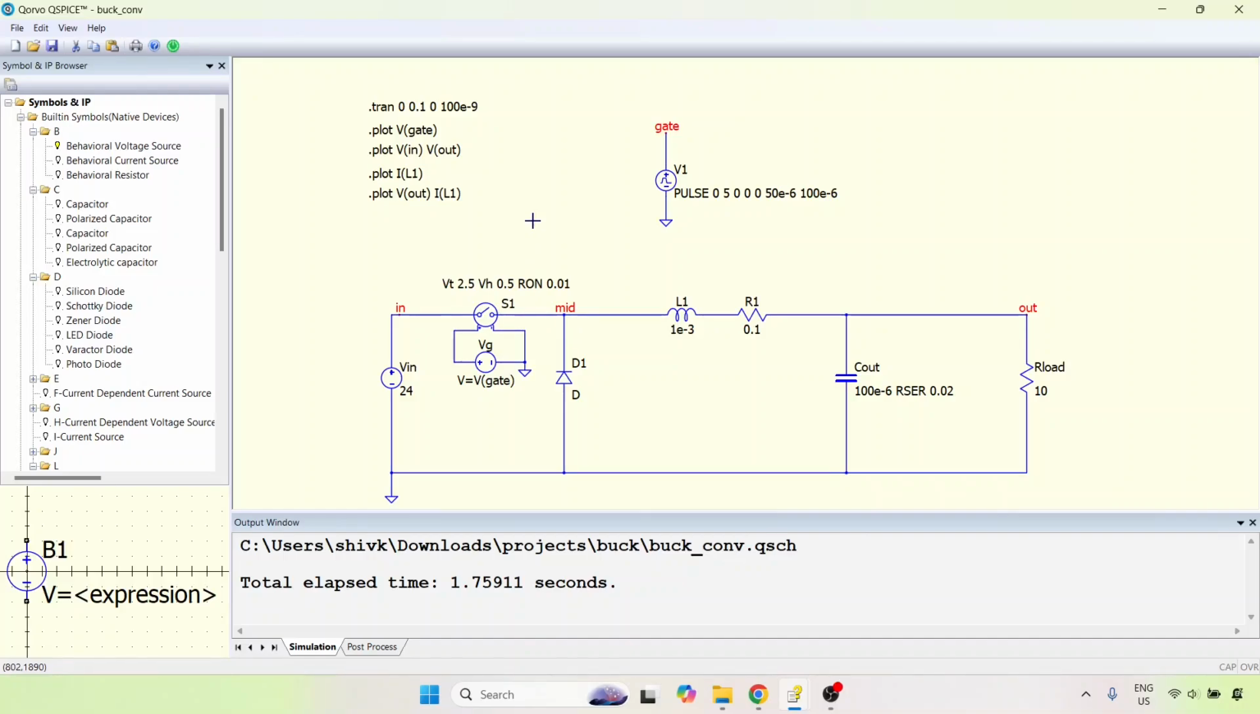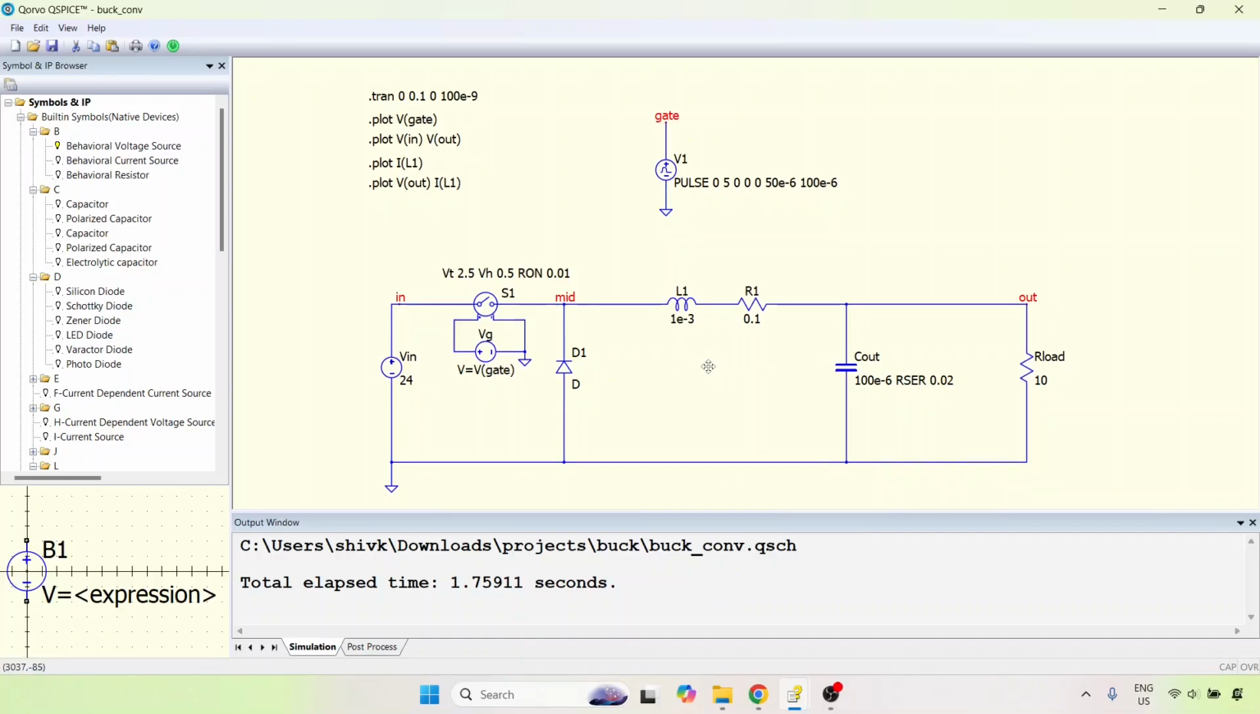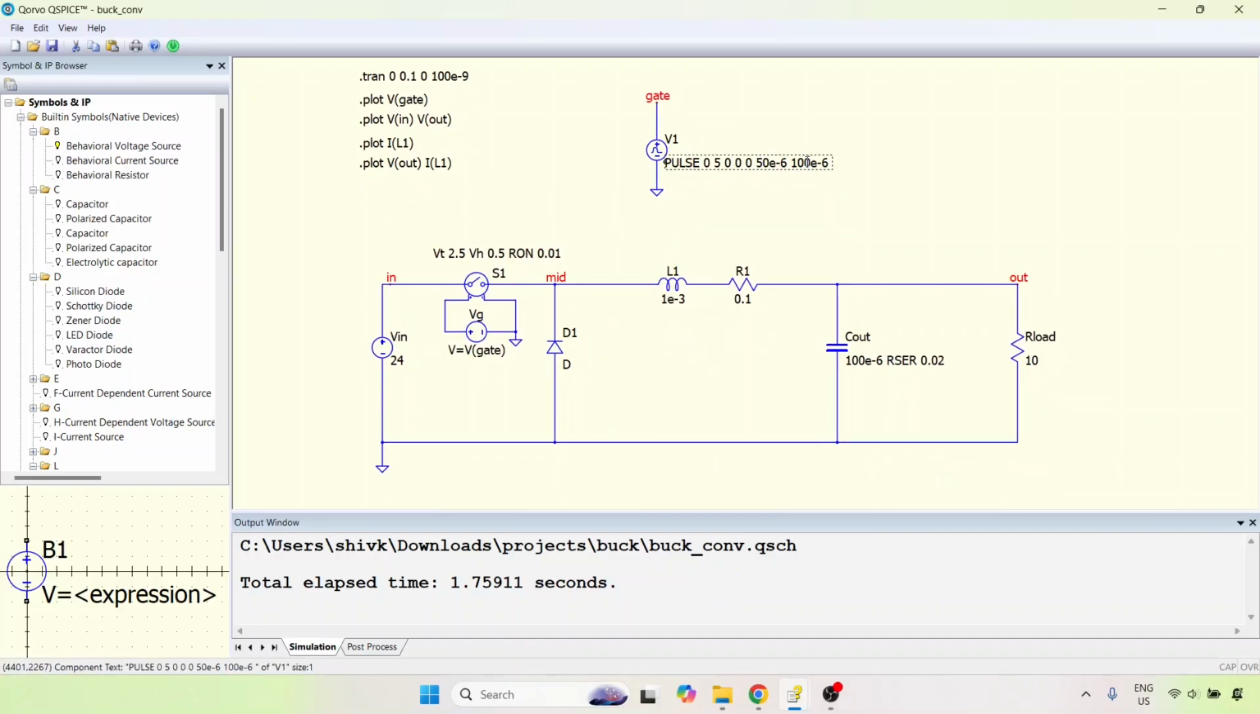But before that, I would say go ahead and play around with this circuit, change the duty ratio, change maybe even the switch parameters, play around with the capacitor, the load, everything else, and see what you get, right? This is something I would leave to you as an exercise before you continue.